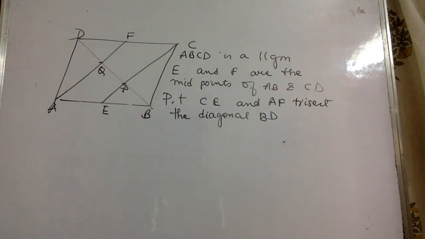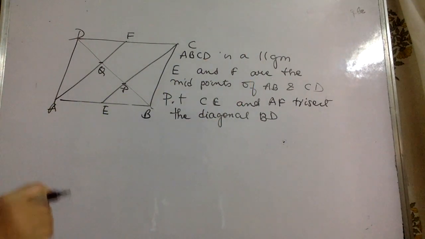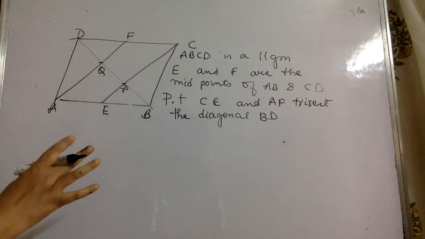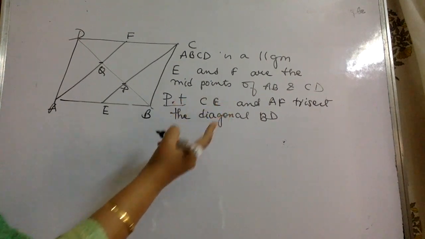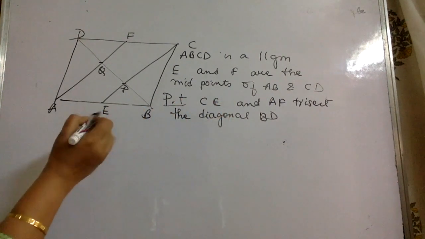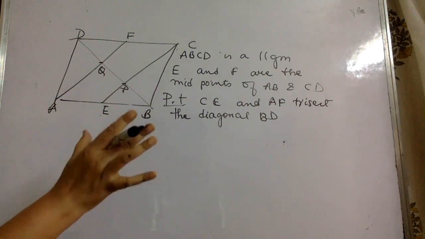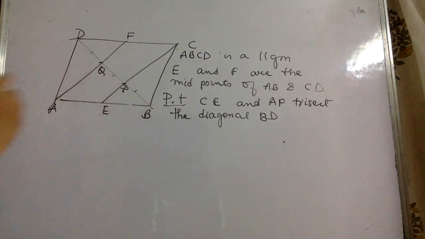So here is a sum. ABCD is a parallelogram. This sign is for parallelogram. You can use it in maths. E and F are the midpoints of AB and CD. Prove that CE and AF trisect the diagonal. Means this line and this line are cutting the diagonal into three equal parts. In other words, this part is equal to this part is equal to this part. We have to prove. Okay.